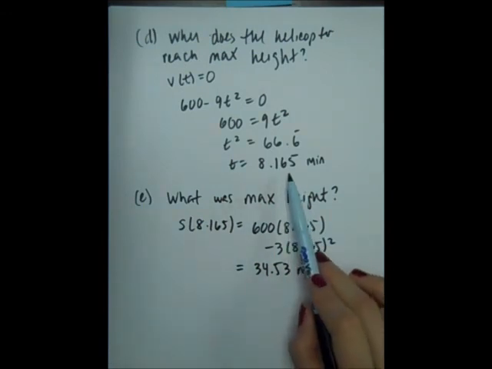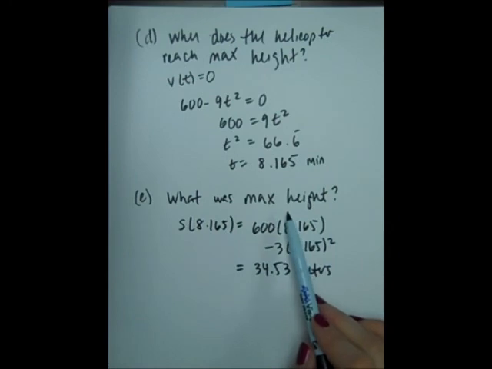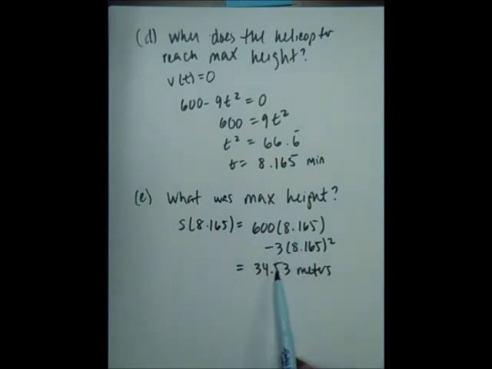So we found when the maximum height occurred, but the actual question of what is the maximum height said I should plug it into position. So maximum height occurred here. What was the actual position? I just plugged it into the equation for position.